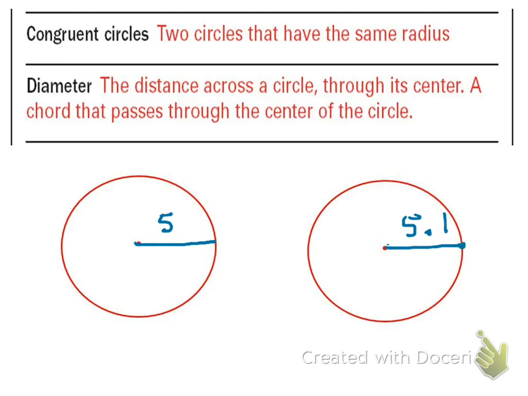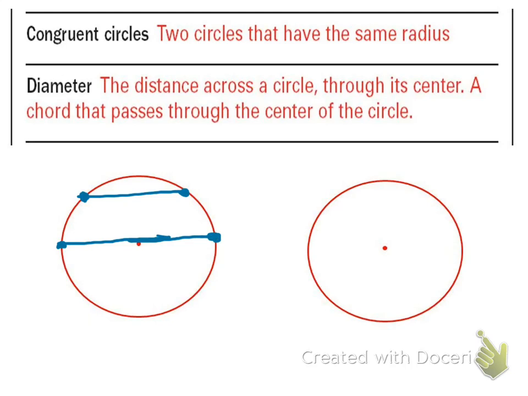Okay. A diameter. A diameter is a segment that goes all the way across a circle through its center point. A diameter is a type of chord. Chord would be your next term. A chord is a segment that has both of its endpoints on the circle. So this is a chord, but this is not a diameter. A diameter is one that passes through the center of the circle. Okay, so a diameter is a type of chord, but not all chords are diameters.